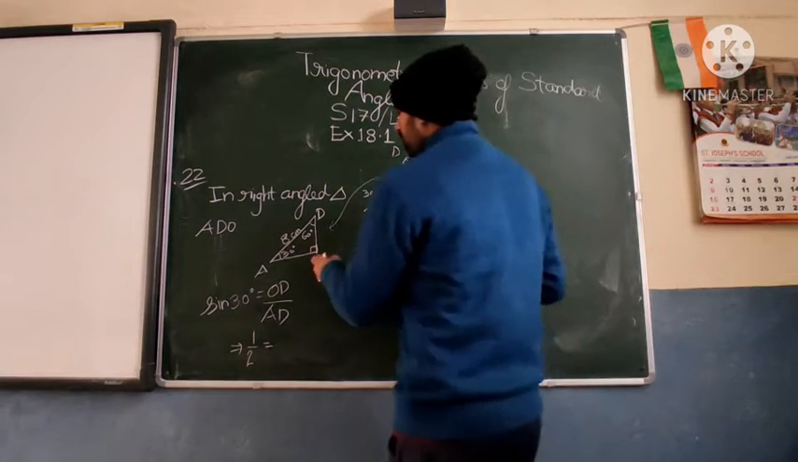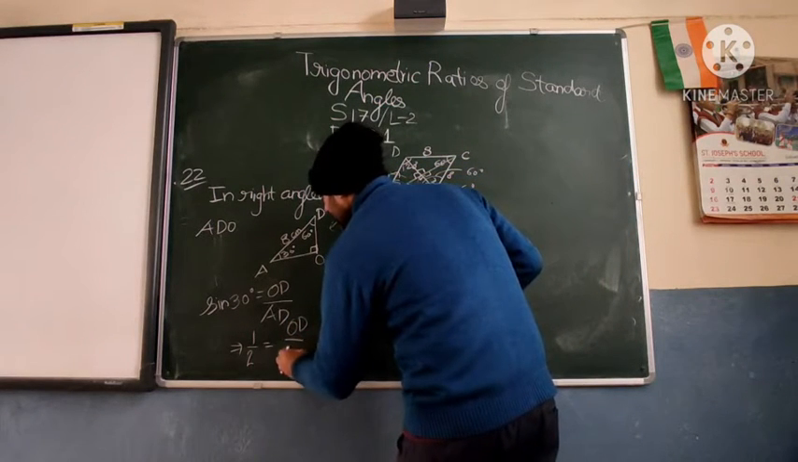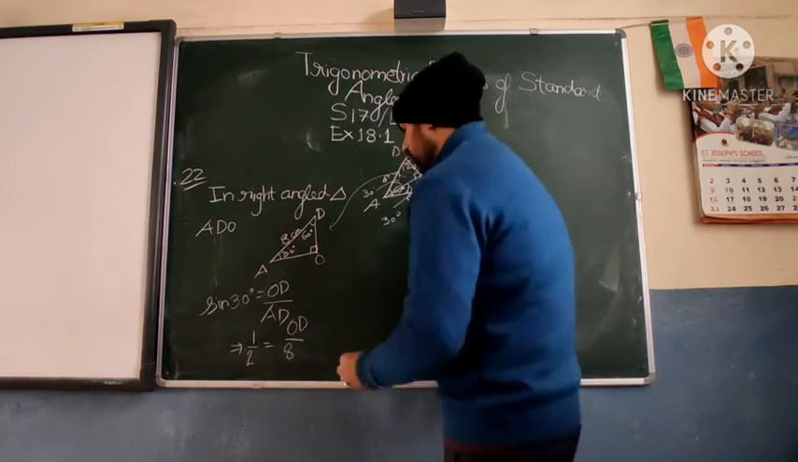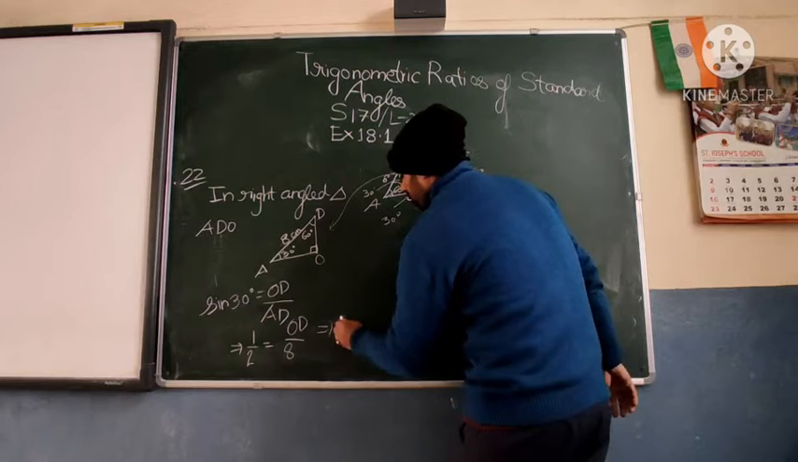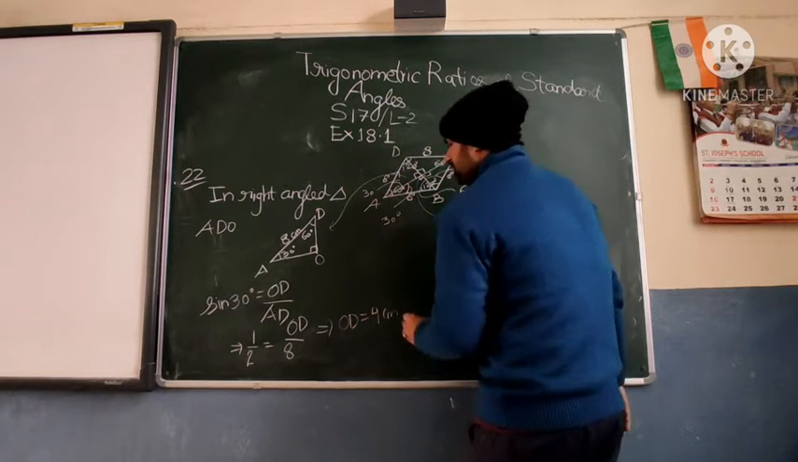And what is OD? OD is not known to us, but is AD known? Yes, 8 centimeter. Now see, this will go here, so 8 by 2 is 4. This implies that OD is equal to 4 centimeter.